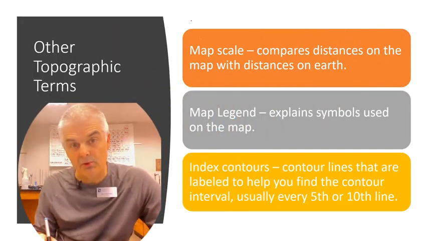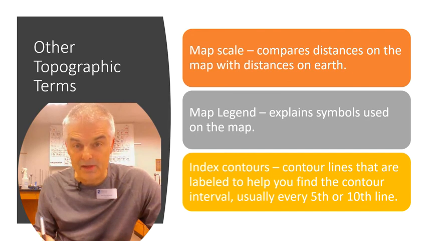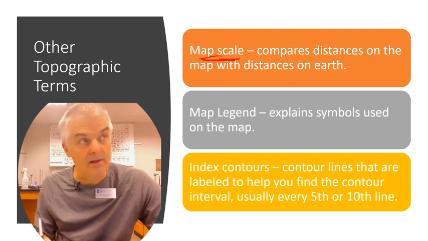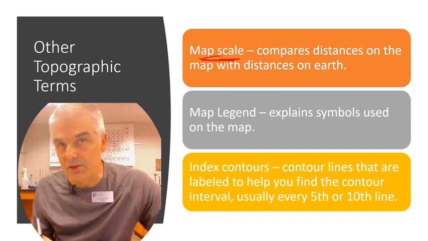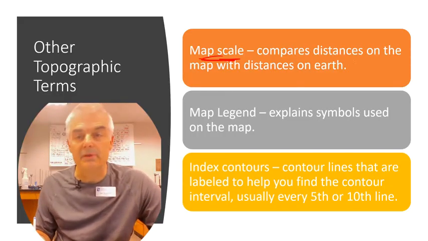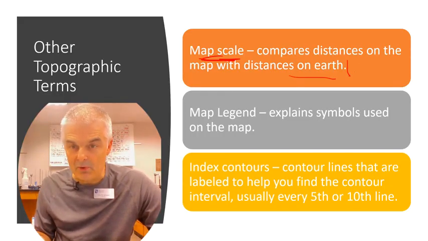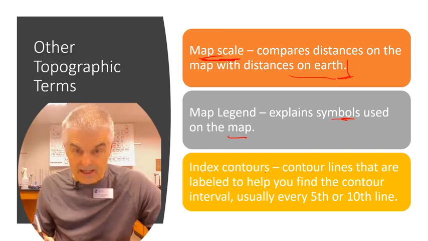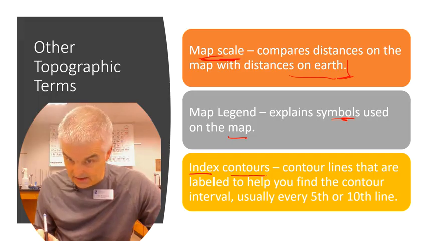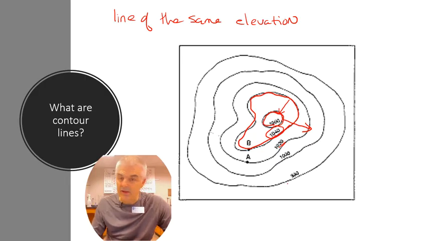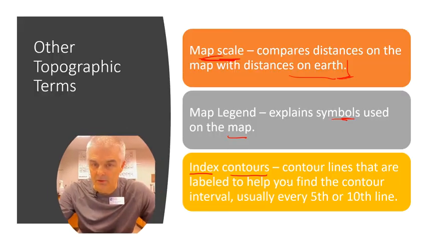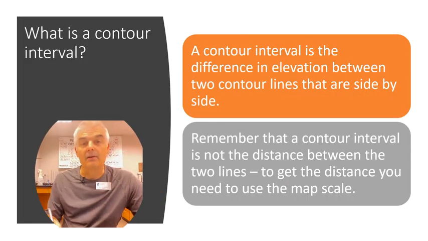There are some other terms that are important when we talk about topo maps. The scale, that's how 1 inch is equal to 1 mile or whatever it might be, or centimeters or whatever it might be. This is important so we can know the relationship to that. The legend explains many symbols that are used on the map. I'll show that a little bit later. And the contour lines that are labeled are called index contours. They're labeled to help you find the contour interval. Now, in this last one, they were all labeled, but let's take a look at some other ones and we'll see.